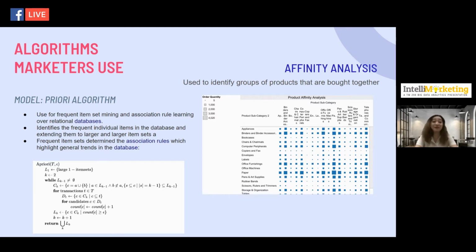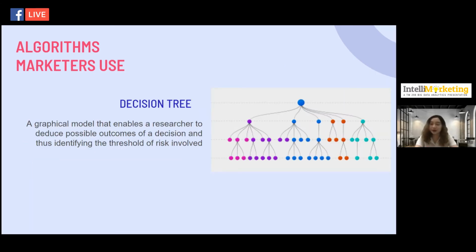Right, they can use. Yeah, but if I may add to that, Marvin, I would also suggest another algorithm, which is the decision tree analysis. So this one is slightly more graphical, but of course it's still quantifiable, wherein this graphical model enables a researcher to deduce possible outcomes of a decision and thus identify the threshold of risk involved. For example, if a company faces a dilemma whether to launch a new product line versus retaining or improving the existing product line, they can come up with a decision tree analysis and weigh the possible outcomes as well as quantify the cost involved so that they can come up with a decision whether to pursue a new product line or not.